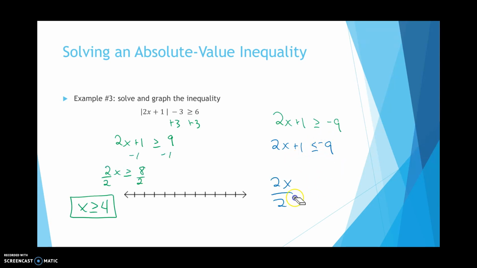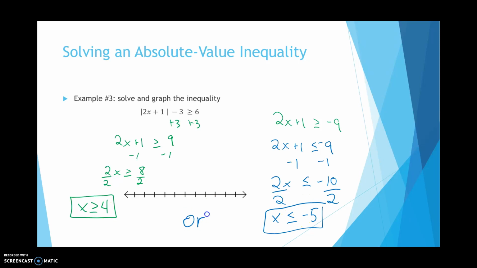So what I'm going to do here is subtract 1 from both sides. So I have 2x is less than or equal to negative 10. Divide both sides by 2. So I have x is less than or equal to negative 10 divided by 2, which gives me negative 5. So the way I read this, the green situation, x is greater than or equal to 4, and x is less than or equal to negative 5. This would be an or situation if we're thinking of compound inequalities from our last section.